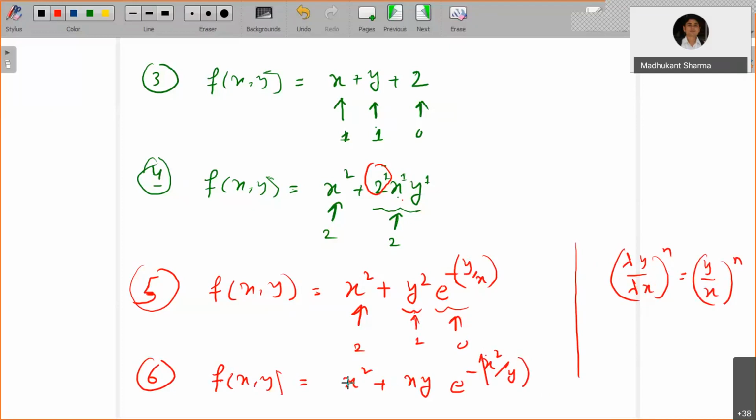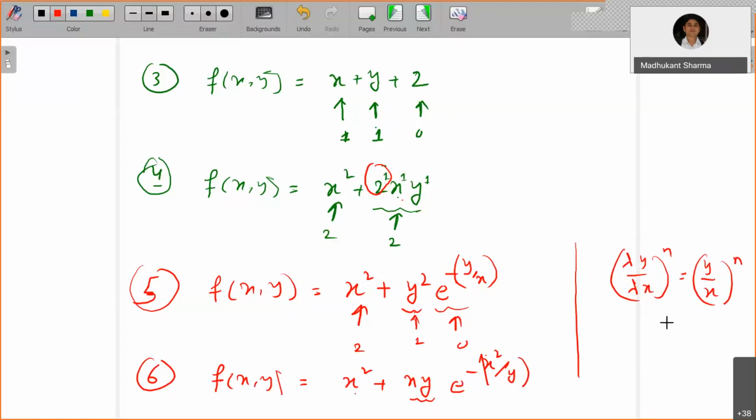Now the first term is of degree 2, the second term, so this product is of degree 2. What about the degree of this term? So x square by y, so 2 minus 1, that is 1. So it is of degree 1. Okay, now this is of degree 1.